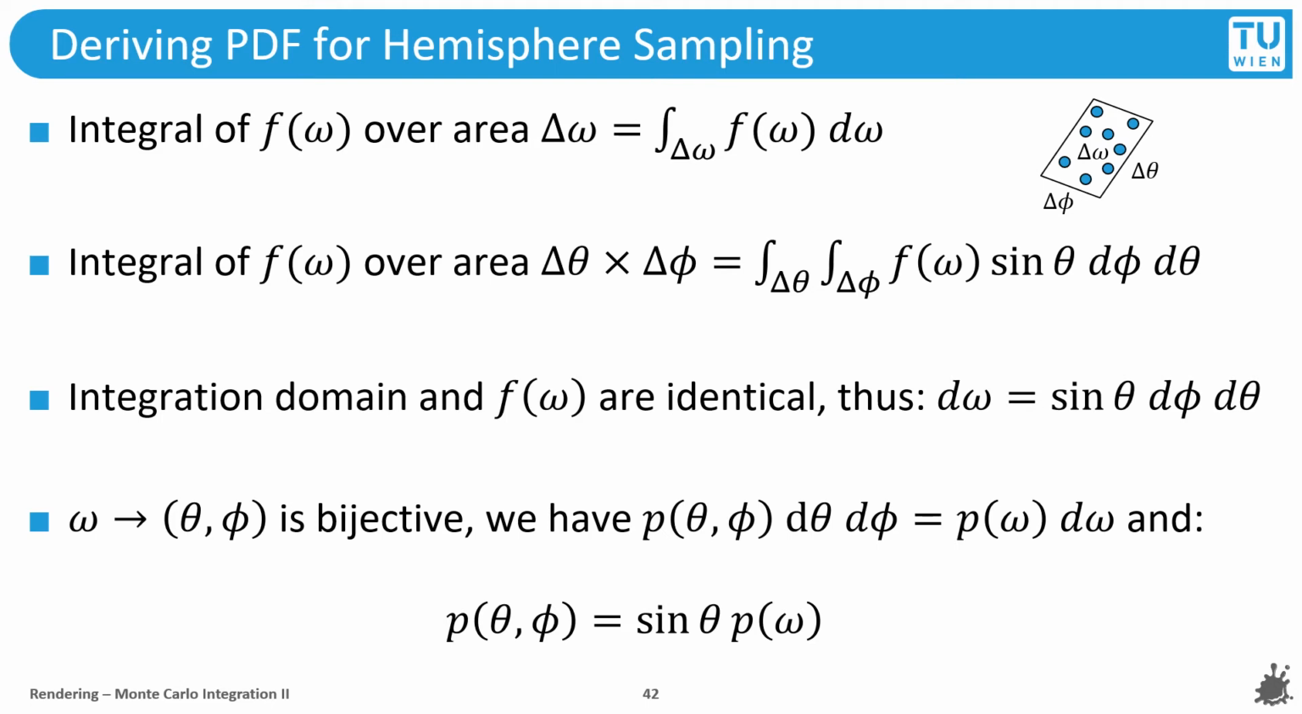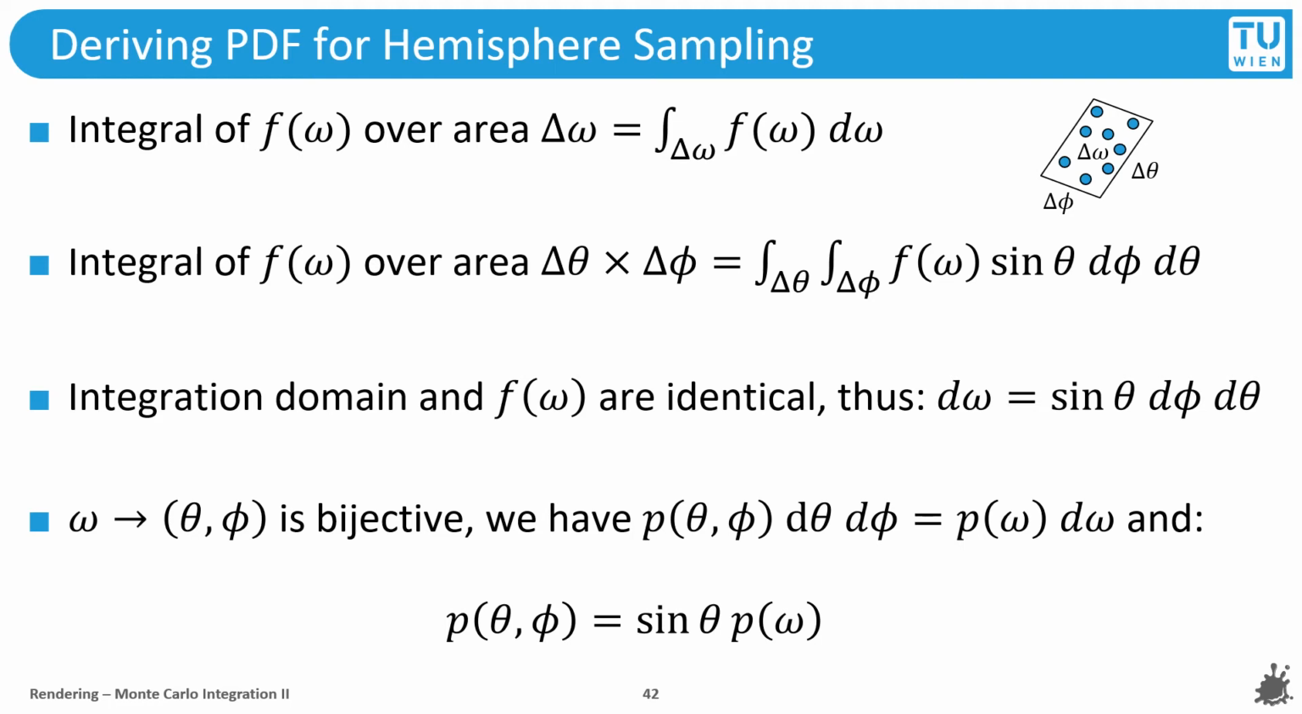Now if we compare the two, we see that the size of the integration domain and f of omega are the same. The result of both integrals must also be the same, so that leaves us with the conclusion that d omega is equal to sine of theta d phi d theta.